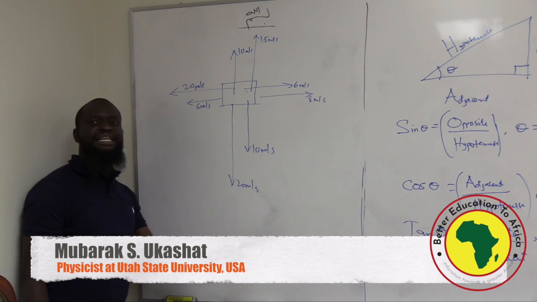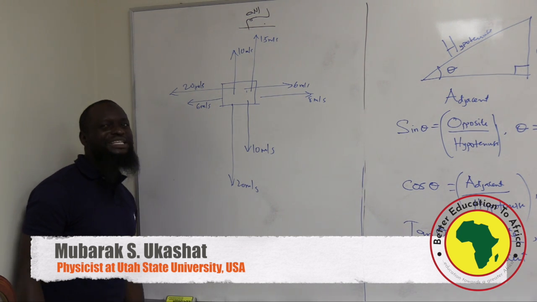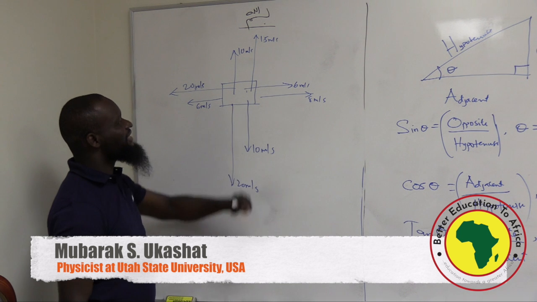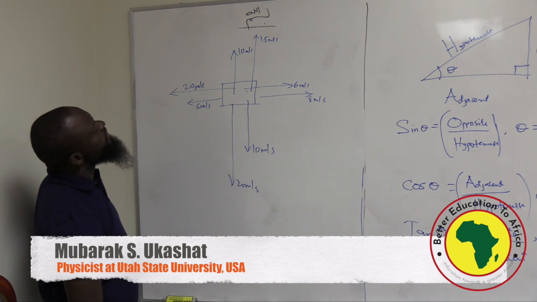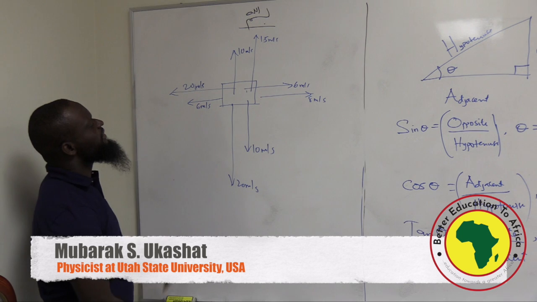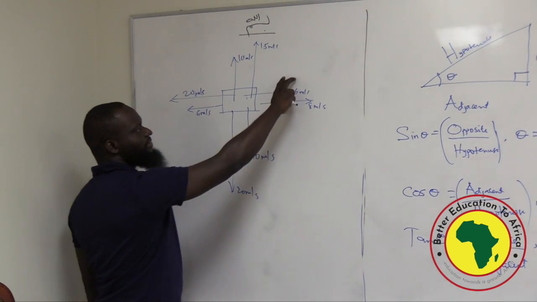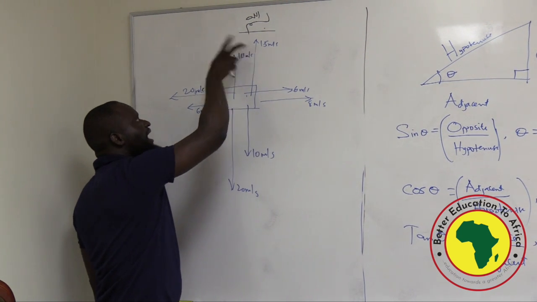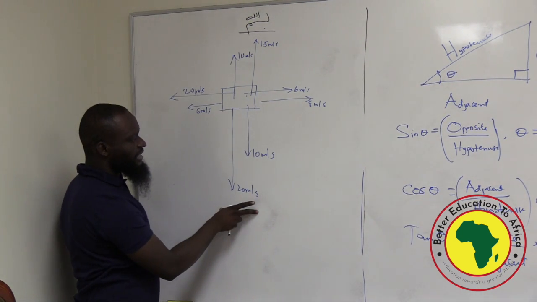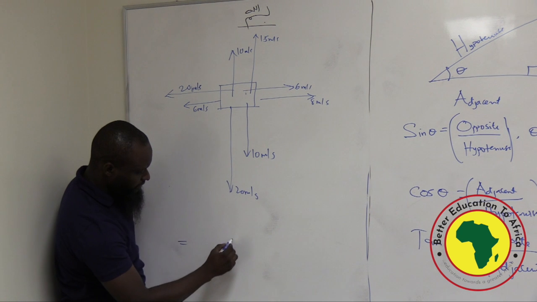So I ask, what is the net velocity? Not net force now. What is the resultant velocity? Because I'm discussing velocities here now. Find the resultant velocity of this system. Okay. So we go stage by stage. The first stage is these two are in the same direction, I add them. These are in the same direction, I add them. These are in the same direction, I add them. These are in the same direction, I add them. So this will give me something like this.